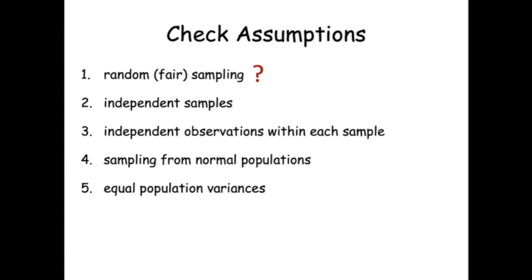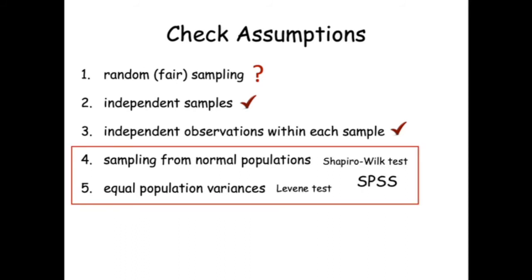We don't know if this was a random sample, but if random sampling wasn't used, results may not be generalizable to all patients having joint replacement surgery. Subjects were randomly assigned to only one of the two interventions, so the samples are statistically independent. It's also safe to assume that subjects' adjustment scores are not related. The sample size is small, so the central limit theorem does not apply. Instead, we'll use SPSS to test both the normality and equal variance assumptions.